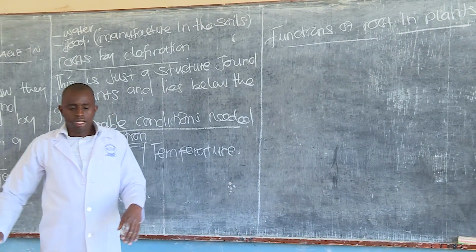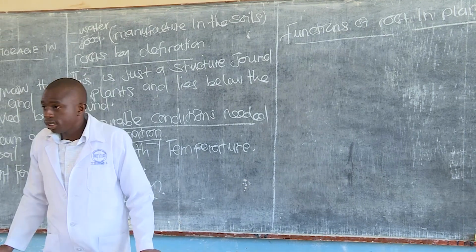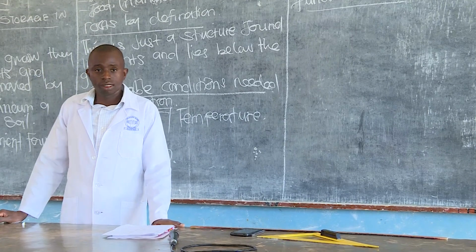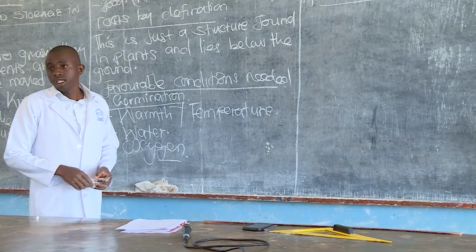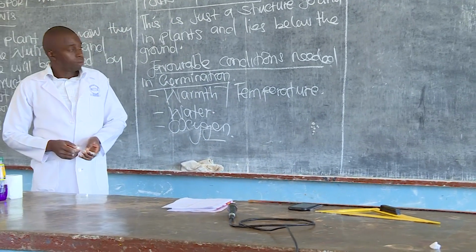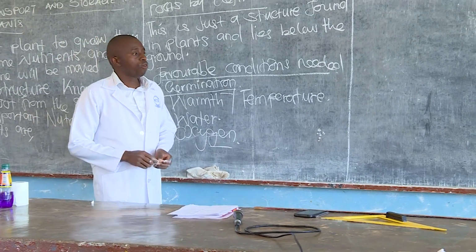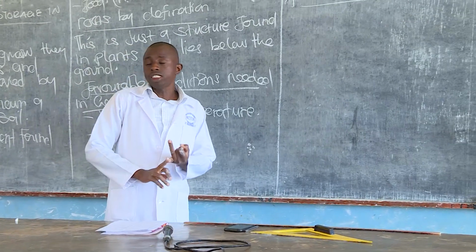Why do you think roots are important in a plant? What are some of the reasons as to why a plant is supposed to have roots? Esther Pin: For absorption of water and mineral salts. For absorption of water and mineral salts. One, that is very correct.